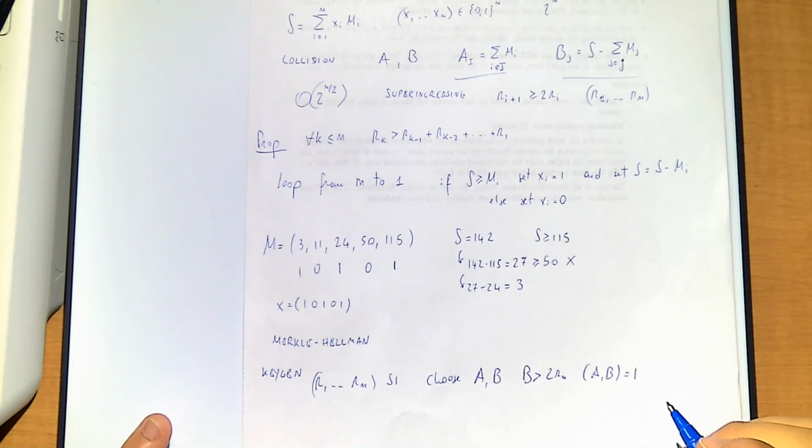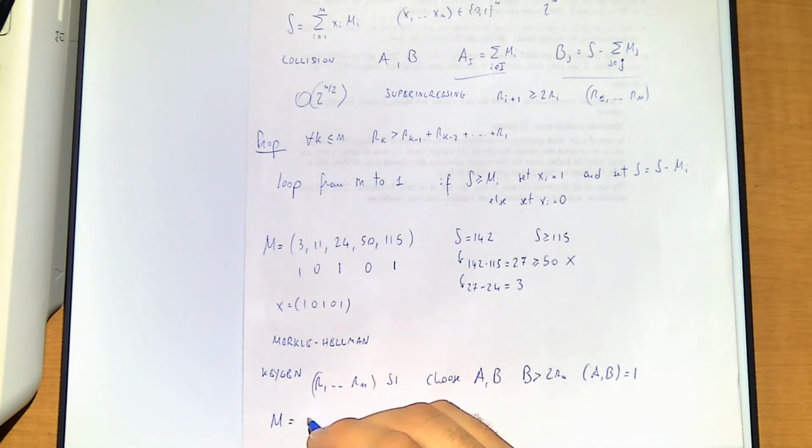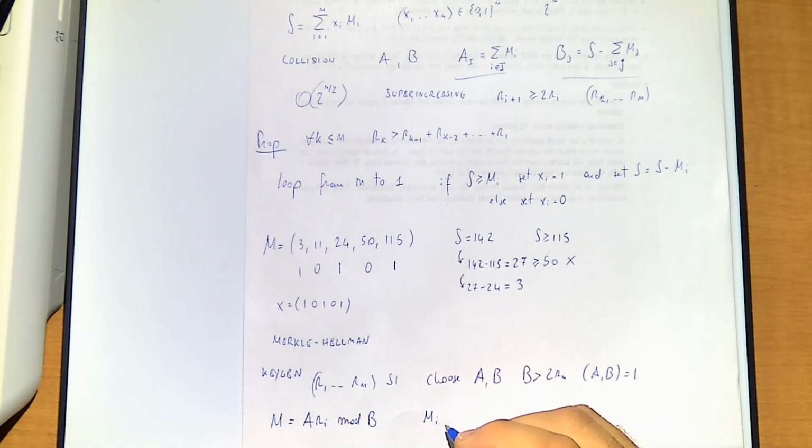And now you create a new sequence that is not going to be super increasing, because if the sequence is not super increasing, then the problem is hard, or at least intuitively, right? So you create a new sequence M, where Mi is A Ri mod B. You're scaling everything by A, but whenever it goes beyond the threshold, you reduce mod B. So every Mi is less than B, because B was at least twice as big as the biggest Ri.